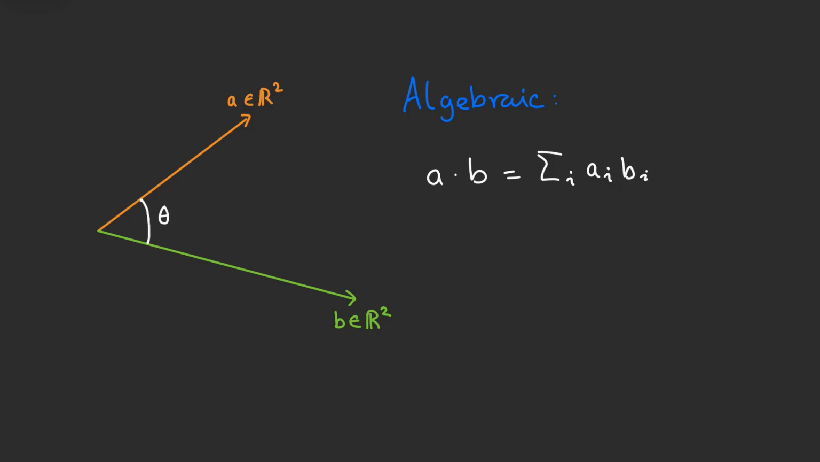The dot product of vectors A and B is simply the sum of the products of all its entries. Now what this means is that we multiply the first entry in A, so A1, times the first entry in B, B1, and add this result to the product of A2 and B2.